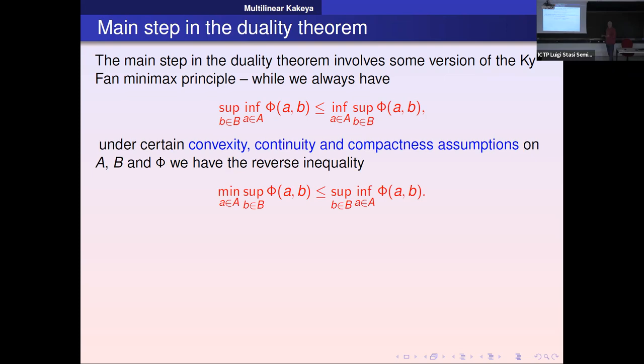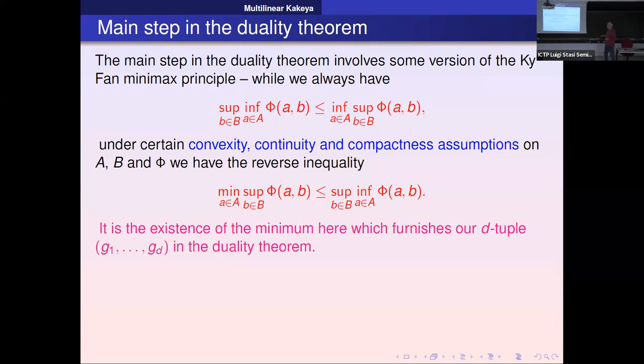And there's a whole industry of study of minimax theorems, and again, it's very strong here in Italy. The point I want to make is that it's the existence, the fact that this is not just an inf, it's a minimum. It's the existence of this minimum which at the end of the day furnishes the d-tuple in our theorem. So it's really important that this min is a min and not an inf. But that's a feature of compactness: you expect an inf to be a min anyway.